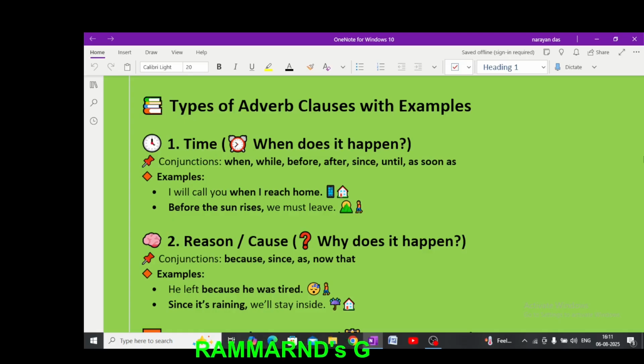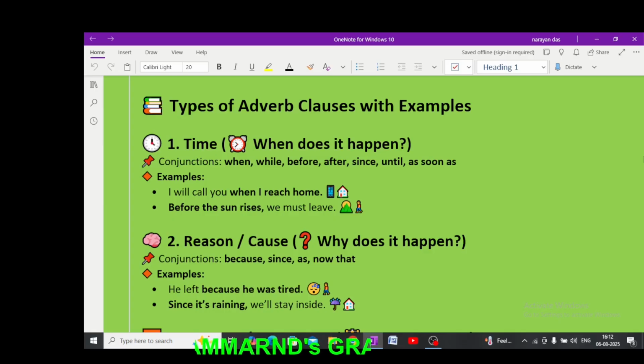Another sentence: before the sun rises, we must leave. Now, before the sun rises is the adverb clause, beginning with the time word before, and the main clause is we must leave.